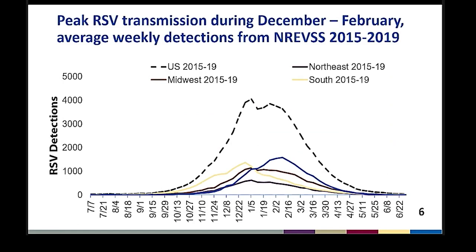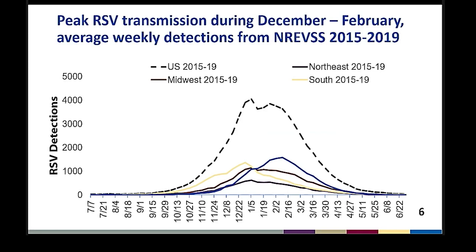Although there are slight differences in onset, peak, and offset across U.S. census regions, peak RSV transmission in the U.S. in all regions occurs on average during December to February, and more than 90% of RSV detections reported in NREVSS occurred during the four pre-pandemic seasons between November 1 and March 31st.